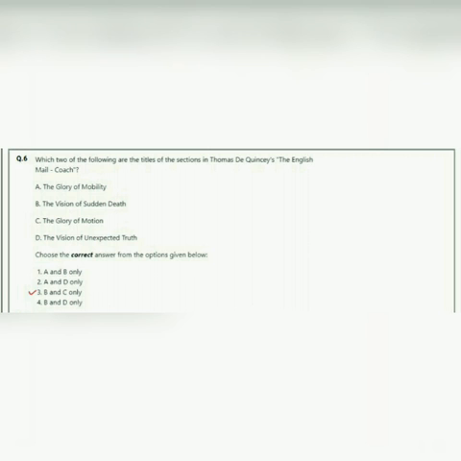Part 2 is titled The Vision of Sudden Death. It deals in great detail with a near accident that occurred one night while De Quincey, intoxicated with opium, was riding an outside seat of a mail coach, and the driver fell asleep and the massive coach nearly collided with a gig bearing a young couple. Part 3 is named Dream Fugue, founded on the preceding theme of sudden death. It is devoted to De Quincey's opium dreams and reveries that elaborated on the elements of Parts 1 and 2. So here the titles taken from The English Mail Coach are The Vision of Sudden Death and The Glory of Motion. So the only right answer here is option number 3, B and C only.